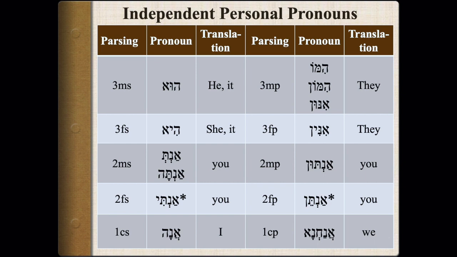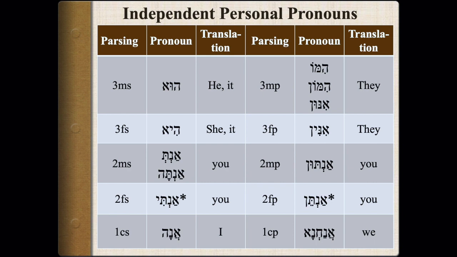But the second masculine singular, instead of the nun assimilating, the nun appears not assimilated, ant or anta. There is a second feminine singular. It does not actually occur in Biblical Aramaic. First common singular, ana instead of anochi.